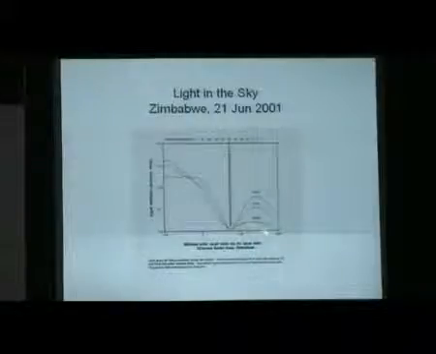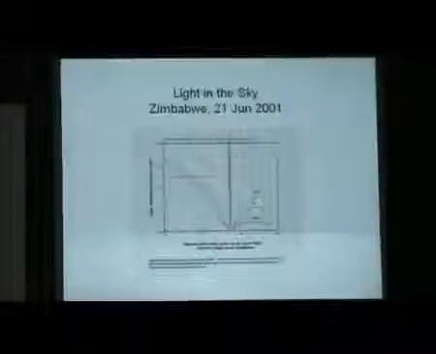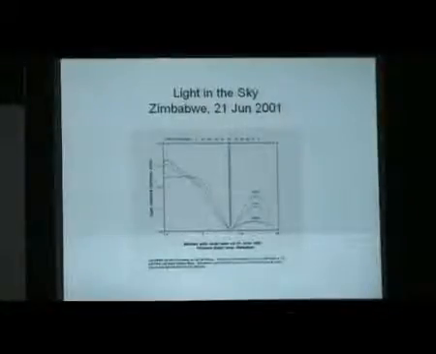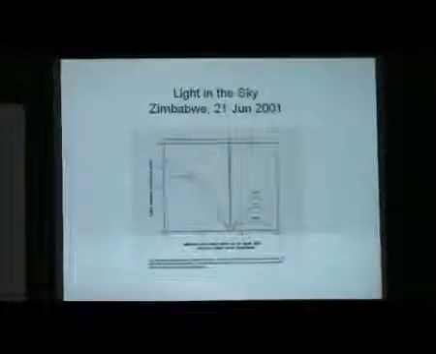Towards the east. So the red one is the zenith, and this one is east, and this one is north. And again, you can see the light goes away.